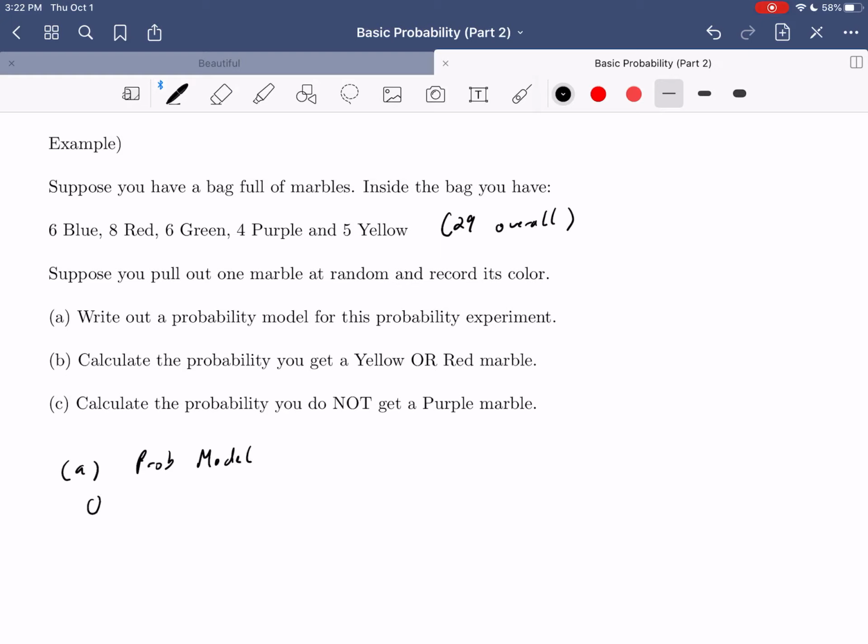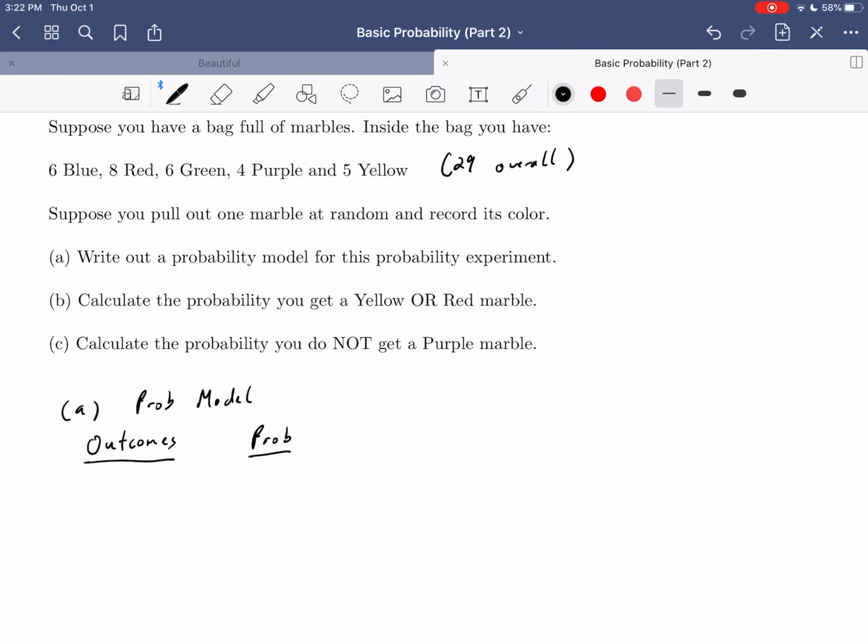Remember, a probability model is a list of the outcomes, all the things that can happen, along with their associated probabilities. Now, as we discussed in the previous video, sometimes there are several different ways to see or understand what the list of outcomes, the sample space, is. But keep in mind here that it says specifically that we're interested in recording its color. So we know that means the outcomes we should be looking at are the different colors. So the outcomes are blue, red, green, purple, and yellow. Those are the 5 possible outcomes in this situation. You can get blue, red, green, purple, or yellow. So those are our outcomes.